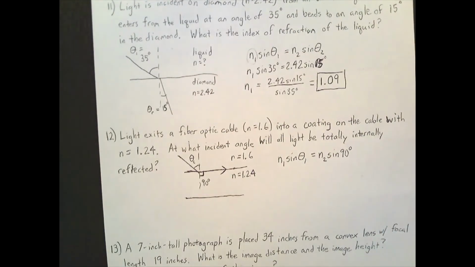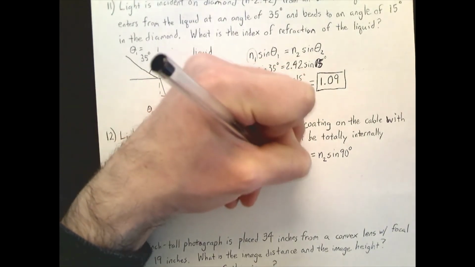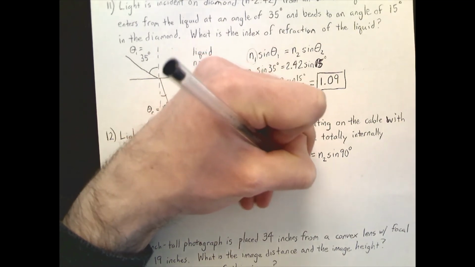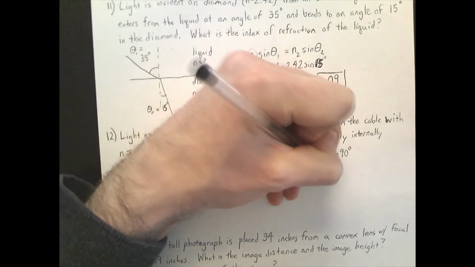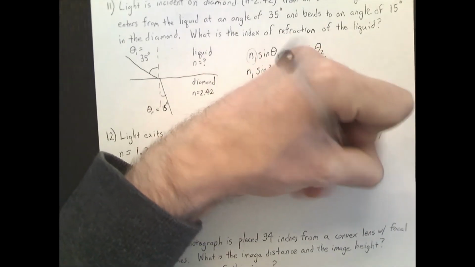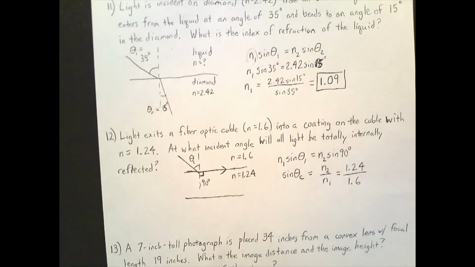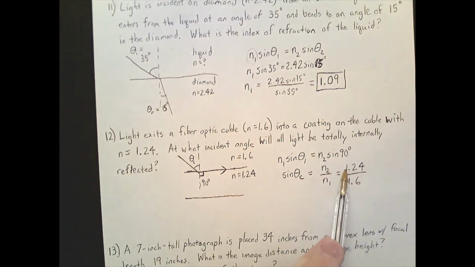If you recall that sine of 90 degrees is 1, then basically the sine of our incident angle, which I'm going to call theta c for the critical angle now, is just equal to N2 divided by N1. We can plug our numbers in: 1.24 divided by 1.6. We want to make sure that the number on top is smaller than the number on the bottom. If we have it the other way around, you're going to have a bad day. Your calculator is not going to know what to do with it. So make sure that you have the smaller number up top and the larger number on the bottom.